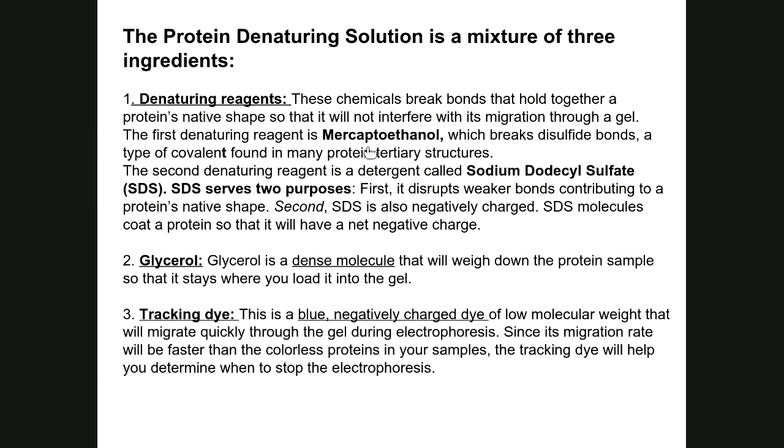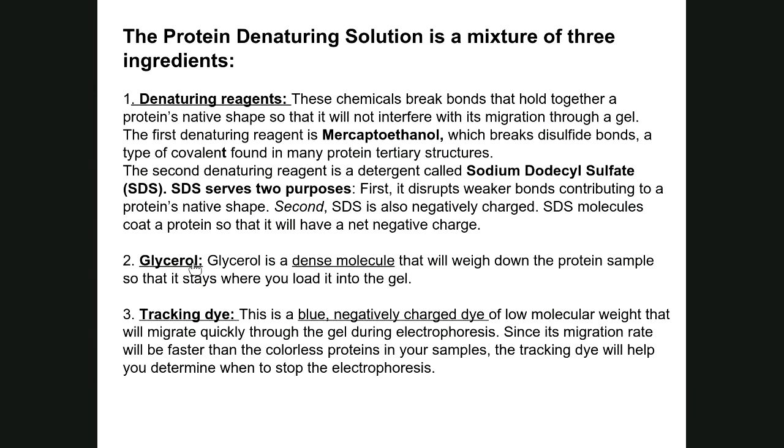Mercaptoethanol. This is a denaturing reagent that breaks a type of covalent bond called a disulfide bond. We'll talk about these bonds later in the semester, but whenever you hear somebody mention disulfide bonds, automatically tell yourself they're talking about a special type of covalent bond. The SDS here is also a denaturing reagent, but it's often described as an anionic detergent, a negatively charged detergent. The detergent part further disrupts weaker bonds to further denature the protein along with the mercaptoethanol, but it's called an anionic detergent because it coats your proteins in a net negative charge. So these two chemicals alone eliminate the native shape of a protein and address the issue of charge. It makes sure that the protein's simply coated in a negative charge. Now I'll explain further why a negative charge instead of a positive charge. We'll talk about that in a bit.